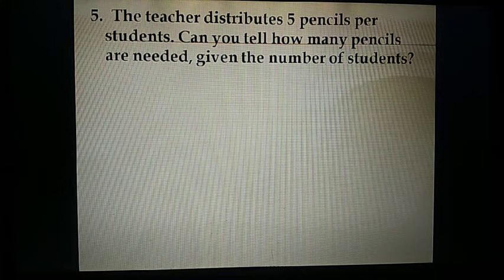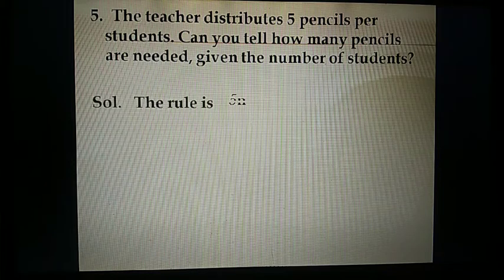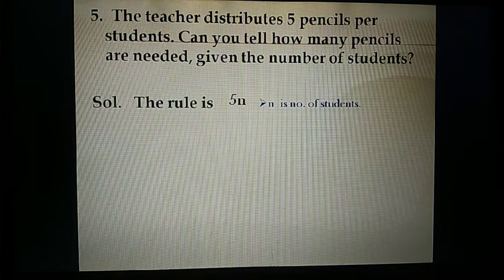As the number of students is not clear, again we will take a variable n here and the rule will be 5n. That is the nth multiple of 5, where n is the assumed number of students.